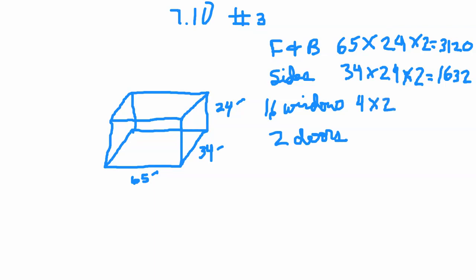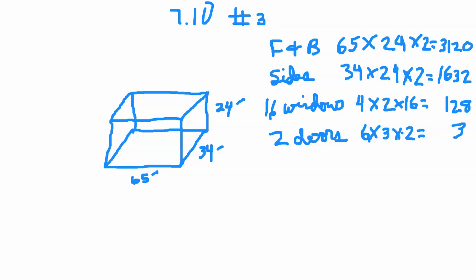So we're going to have to take this out, 16 of these, 4 by 2 by 16. It's 128 that we're going to have to take off. 4 times 2 times 16 is 128. And the doors are 6 by 3, and we've got 2 of those, so times 2. 6 by 3 is 18, times 2 is 36.